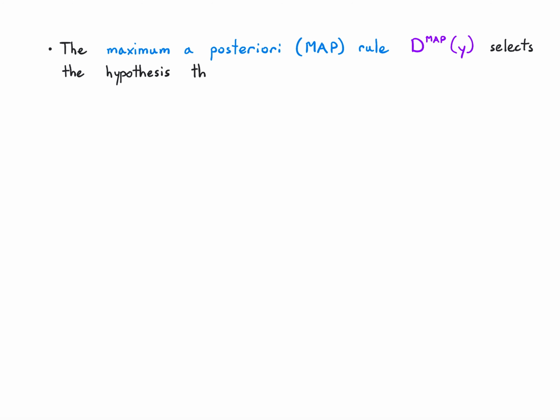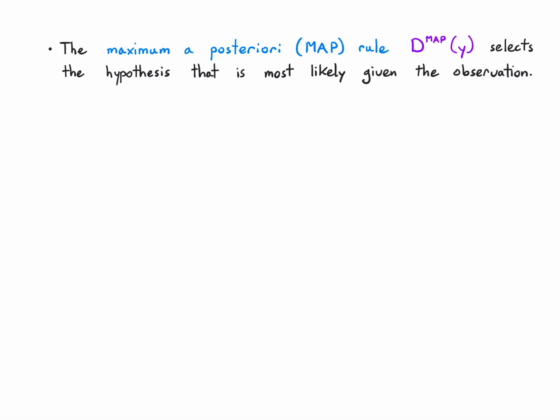Okay, so it turns out that the maximum a posteriori rule, the MAP rule, D_MAP, is actually going to select in a different way. It's going to select the hypothesis that was the most likely given the observation. Before we even write down the math, this makes more sense. Before, we were saying, choose the hypothesis that best explains the observation.